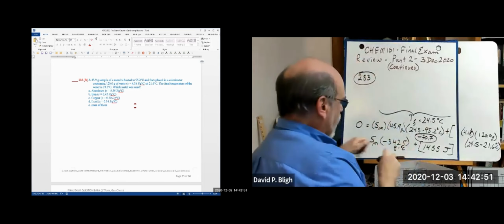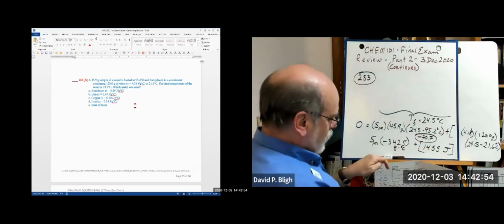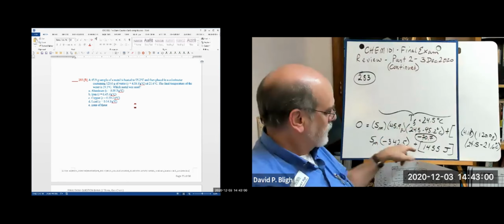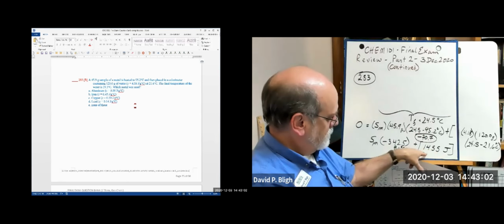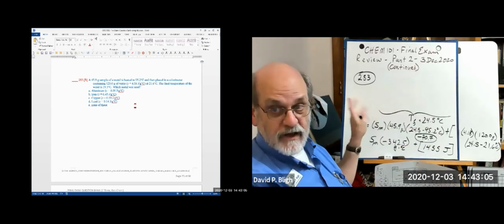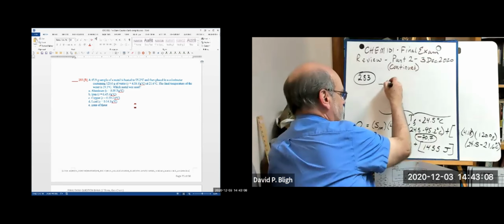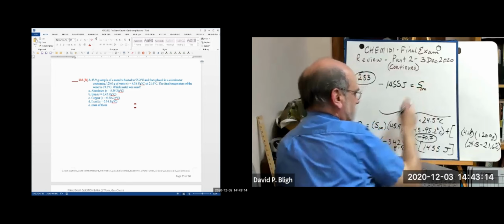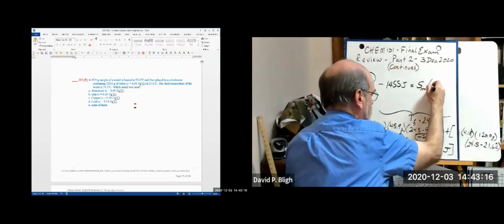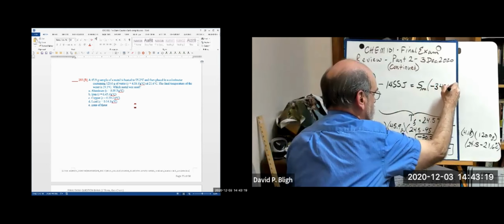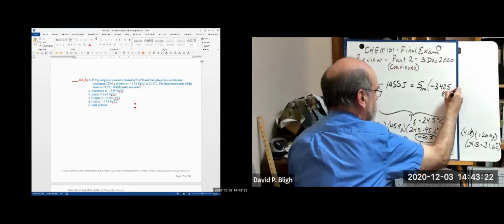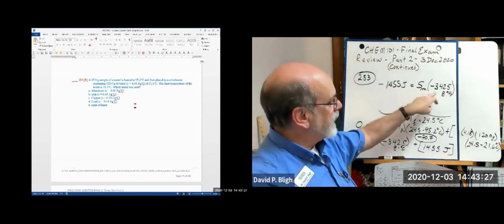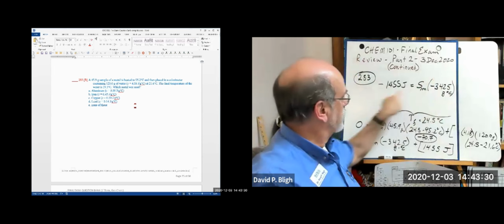Okay, so now we have this one right here. So if we take that whole number, now we have to resolve for an unknown. And this is algebra. You put this term here on the other side. Now it becomes negative. Negative 1455 joules equals specific heat of the metal times minus 3425 gram degree centigrade. Okay. Now to solve for this one, you divide both sides by that number. So it gets rid of it here, puts it over here.